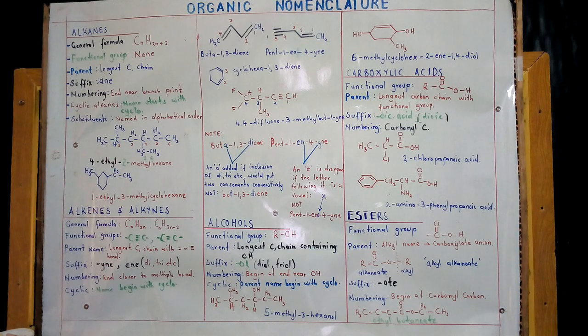Then we shall have the carboxylic acids, whose functional group consists of R attached to a carbonyl carbon, and then we have a proton at this particular point. Remember there's a difference: this is COO negative, H plus, which forms the acid, that of these carboxylic acids. The parent name comes from the longest carbon chain with the functional group, that is RCOOH, and then the suffix ends with -oic acid, and -dioic in case there are two. The numbering starts at the carbonyl carbon. This is the one that is referred to.